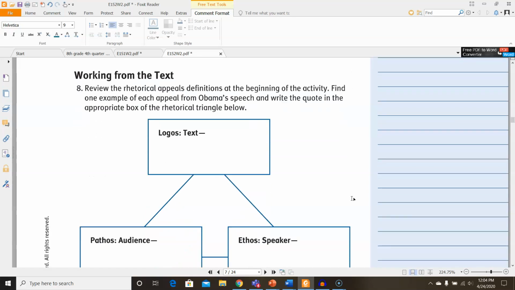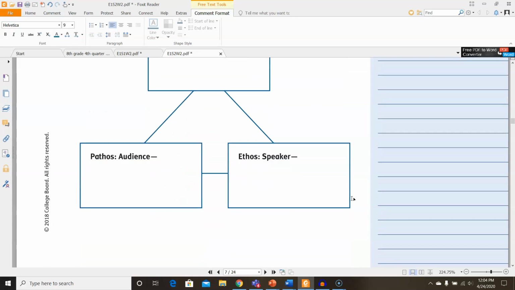So here it says, review the rhetorical appeals definitions at the beginning of the activity. Find one example of each appeal from Obama's speech and write the quote in the appropriate box of the rhetorical triangle below. So you're using one of each type of appeal from Obama's speech in order to complete this chart. Just one.